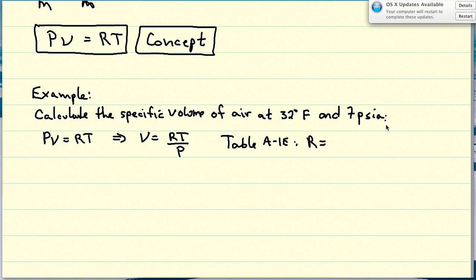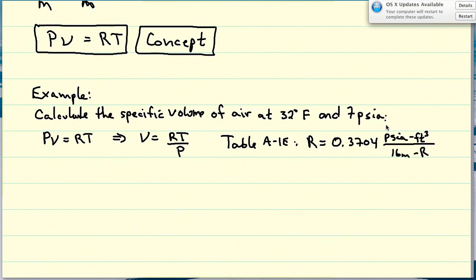The R value for air is, and again, remember the units that I want, there are two values I can look up. So I'm going to look up the one that has psia cubic feet per pound mass Rankine units. So this is 0.3704 psia cubic feet per pound mass Rankine.